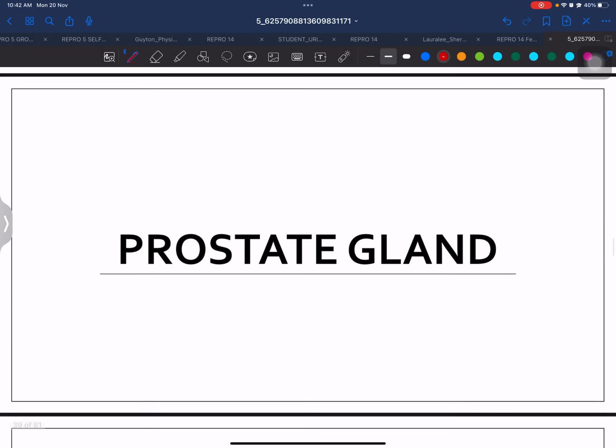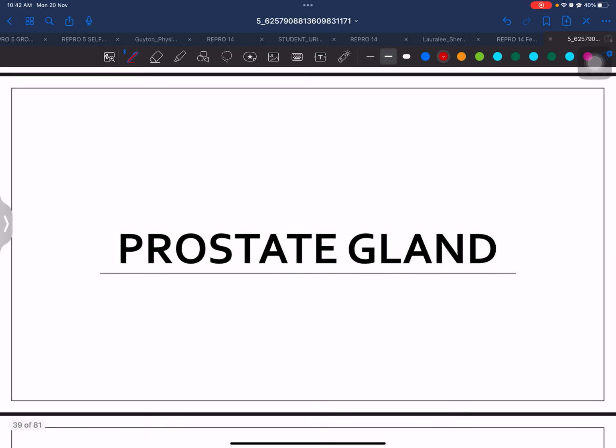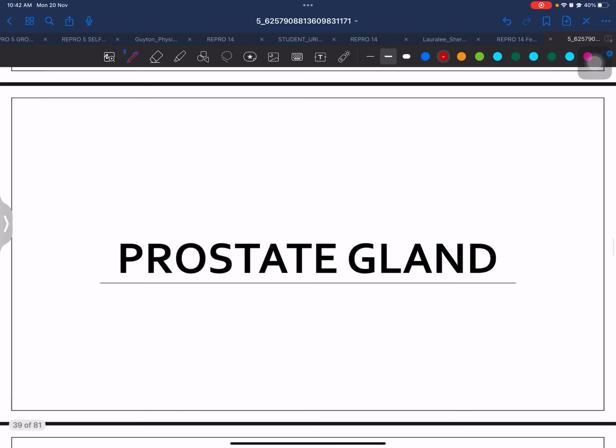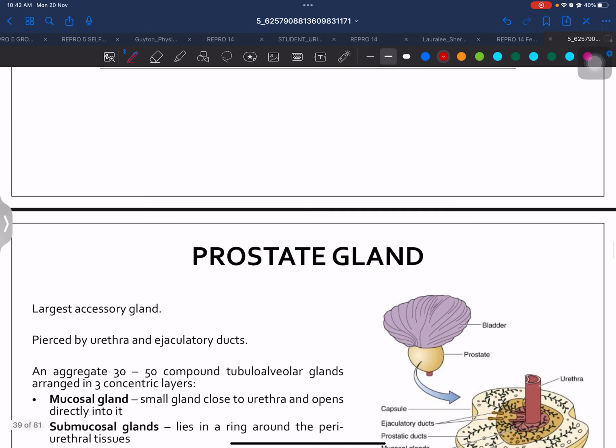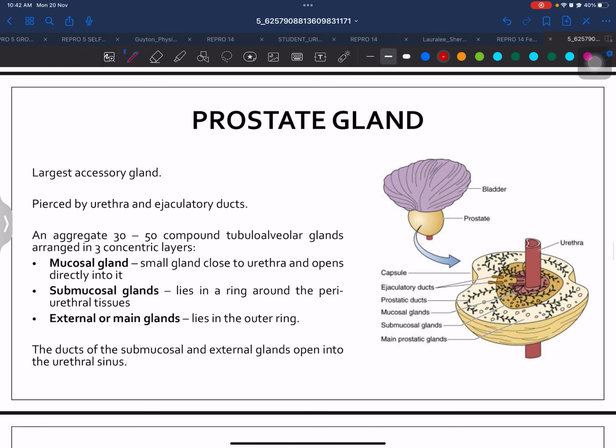So kita tengok prostate glands. These are the prostate glands. It's located below the urinary bladder, and it's surrounding the urethra. This prostate gland is pierced by the urethra and also the ejaculatory ducts. So these are where the ejaculatory ducts and also urethra pierce the prostate gland. This is the urethra at the center. These are the ejaculatory ducts.